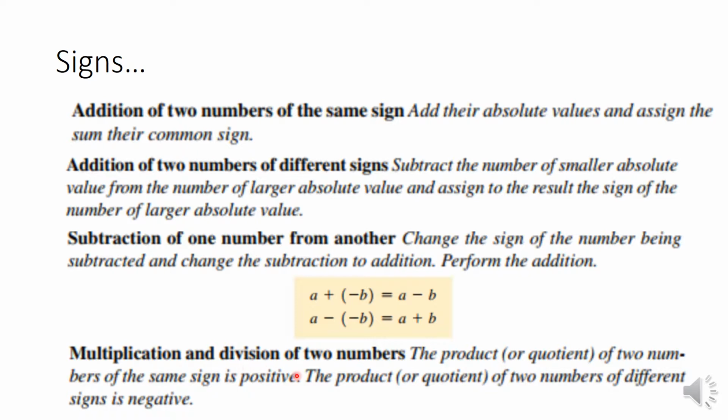That's really the reason, for example, here you see that a minus ends up looking like a plus. And if we multiply or divide two numbers, the product or quotient of the numbers, if they have the same sign, is positive, and if they have different signs, it is negative.